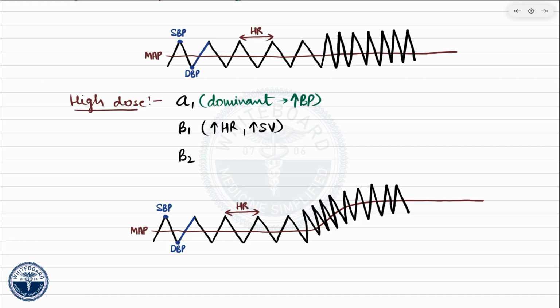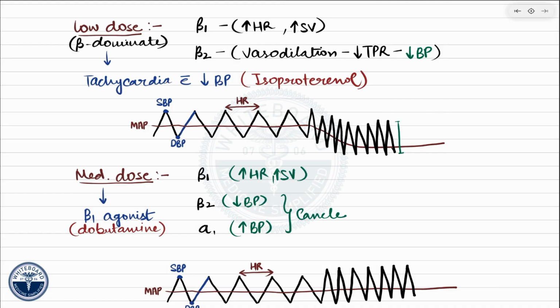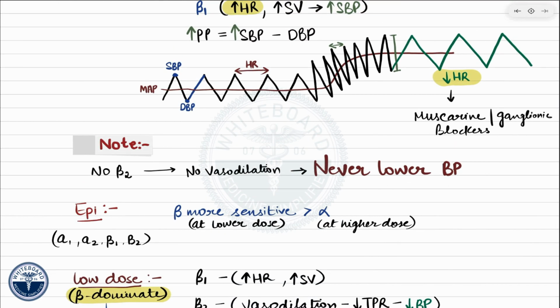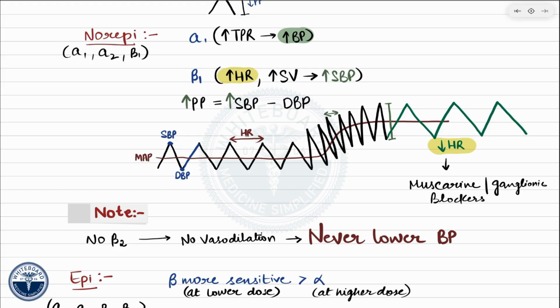However, once the blood pressure rises sufficiently, the baroreceptor reflex comes into play. Just as we discussed with norepinephrine, reflex bradycardia may develop and partially or completely oppose the direct beta-1 mediated tachycardia. So if you step back and look at the big picture, low-dose epinephrine looks like a beta agonist. Medium-dose epinephrine looks predominantly like a B1 agonist, and high-dose epinephrine begins to resemble norepinephrine because alpha-1 mediated vasoconstriction becomes the dominant effect.